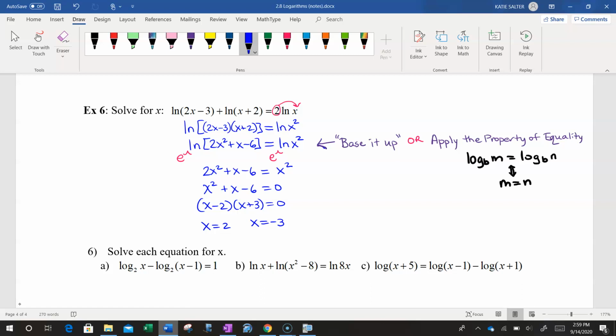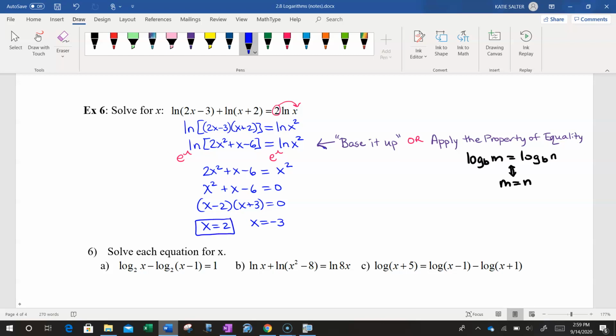Remember, we always have to check our answers. If we were to substitute 2 right back here in this logarithm, 2 times 2 is 4, 4 minus 3 is 1, we can take the natural log of 1. 2 plus 2 is 4, we can take the natural log of 4, and right here that would be the natural log of 2. So as long as we're taking the natural log or log of a positive number, we're good. So this answer of 2 is good to go.